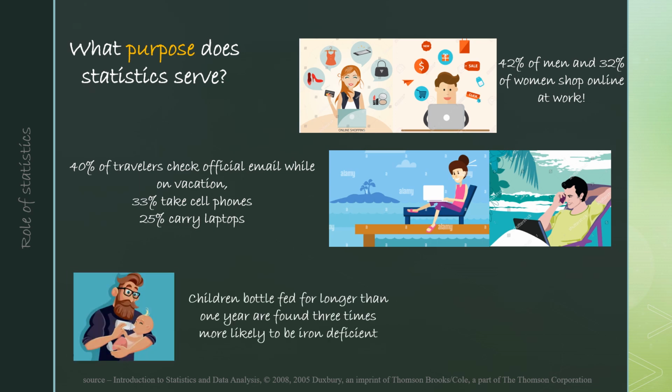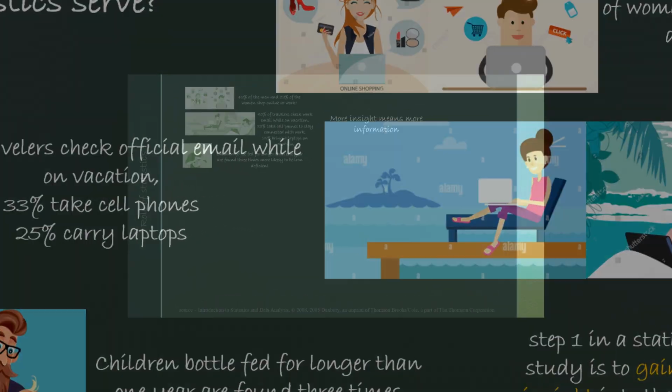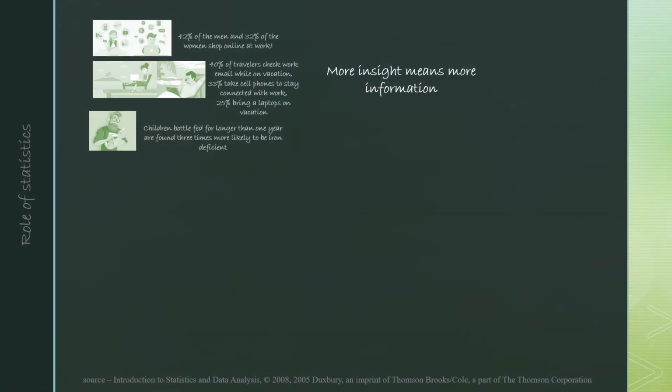Children bottle fed for longer than 1 year are found 3 times more likely to be iron deficient. Are these reports correct? To be precise, are they statistically correct? The first purpose, or step 1 in a statistical study, is to gain more insight into the study reports. More insight means more information.